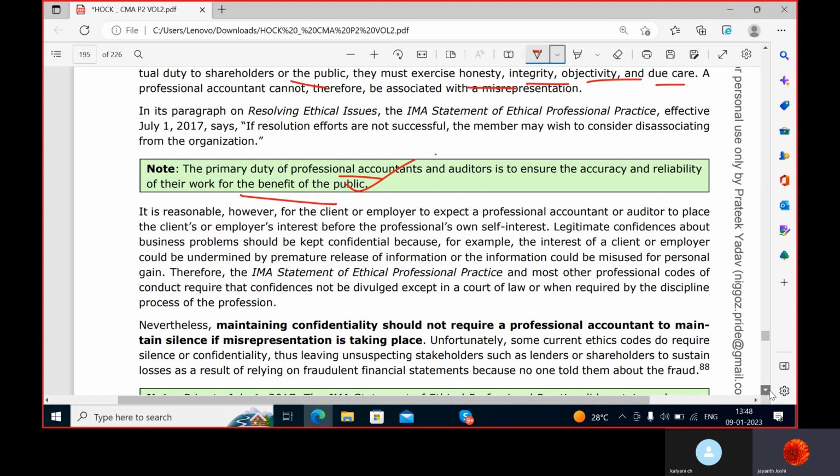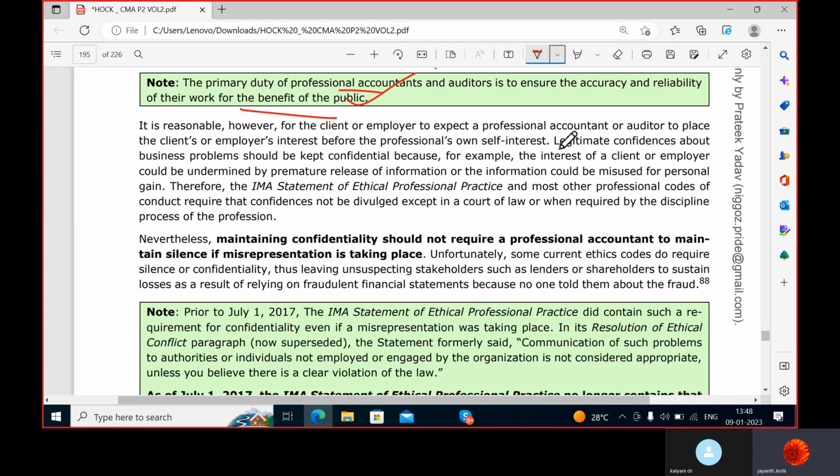And it is reasonable, however, for the client or employer to expect a professional accountant or auditor to place the client or employer's interest before the professional's own self-interest. Of course, the client comes first. We should not think personally. We should not think of personal benefits. We should think of clients' benefits.